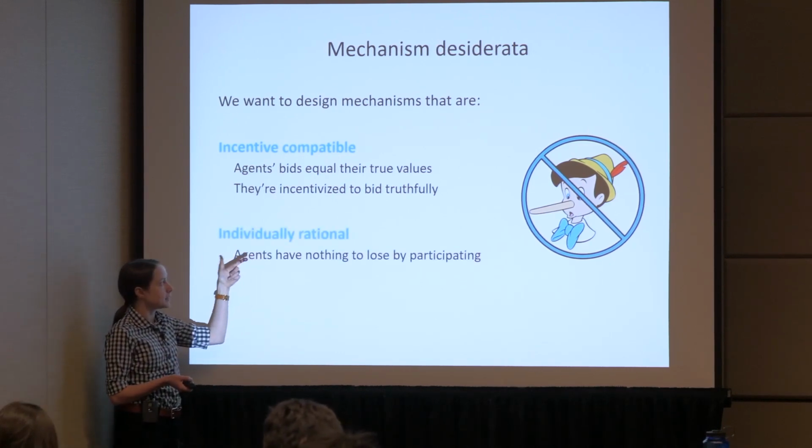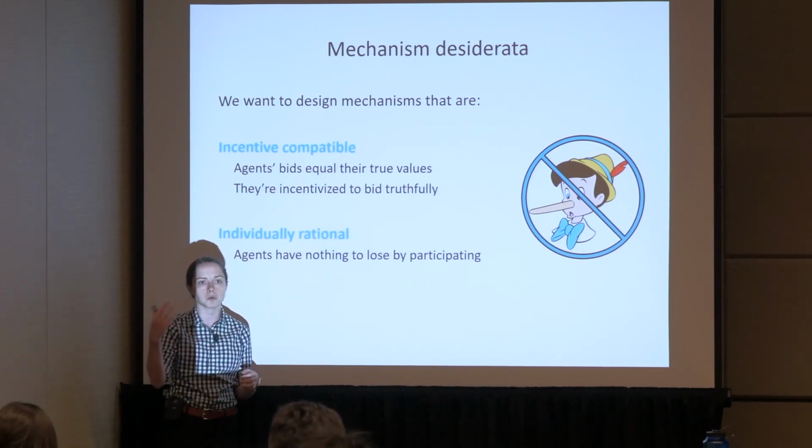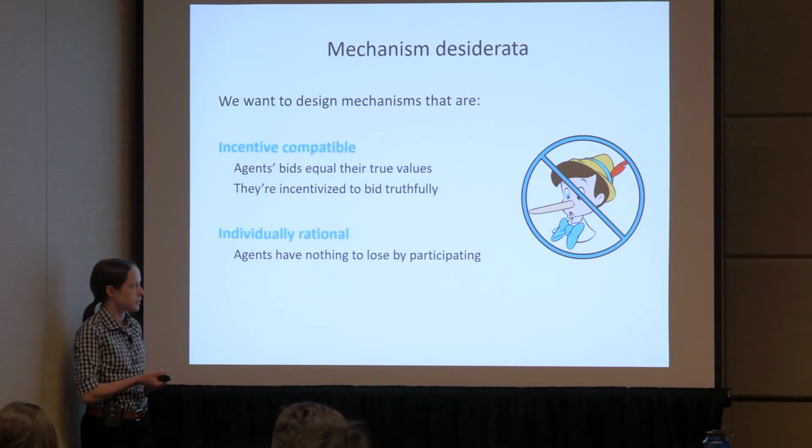A mechanism is individually rational if the agents have nothing to lose by participating, and they're not going to walk away with negative utility.